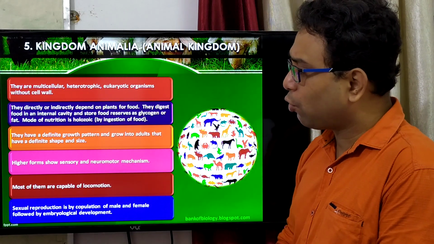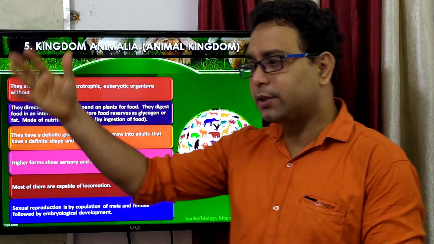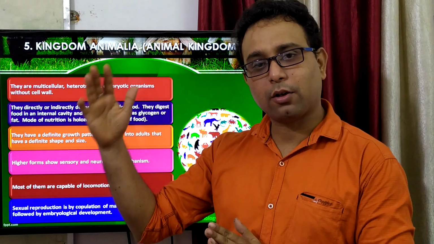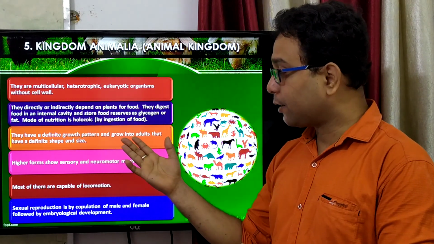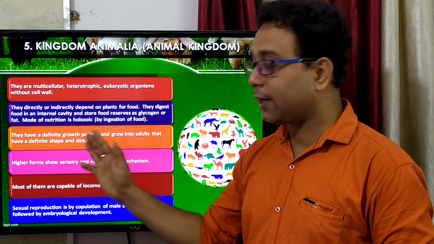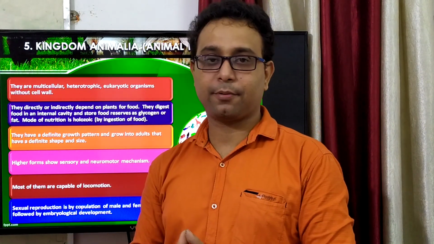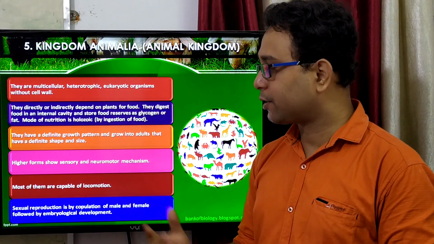They have a defined growth pattern, because they cannot grow continuously throughout their life cycle, right? Plants can grow continuously throughout their life cycle. But animals grow into adults with a definite shape and size. Every animal has a particular shape. That is their very unique characteristic feature.